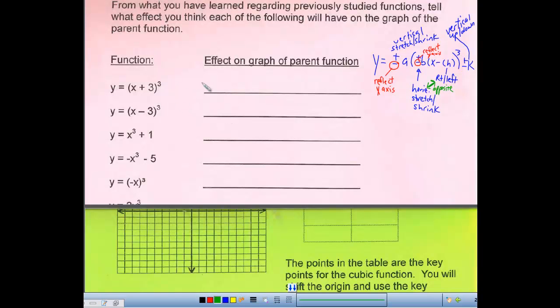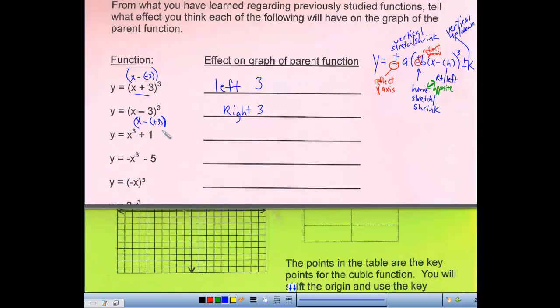So now let's look at the effects on the graph of the parent function again. This 3 is on the inside of the parentheses. Remember the formula is x minus something. Well, the only way I'm going to get a positive 3 is if this had been a -3. So this moves left 3 units. X minus 3, well, this would have been x minus something inside parentheses that would have made it a -3. It would have to be a positive 3. So this is right 3 units.